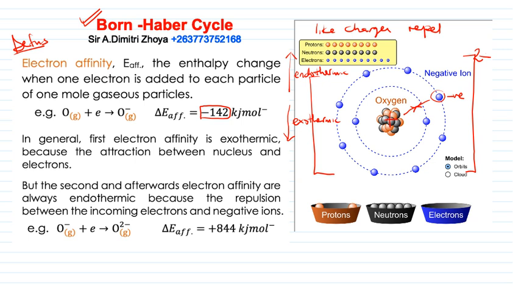So second and subsequent electron affinities are always endothermic. This is because of the repulsion between the incoming electrons and the negative ions. So that's why the second value is plus 844 for the second electron affinity.